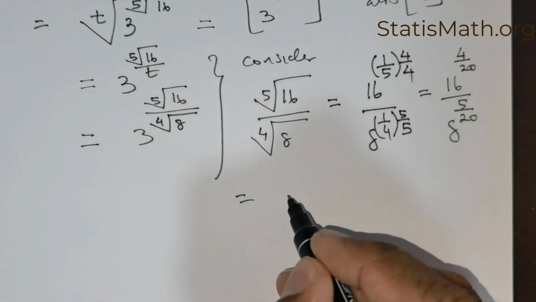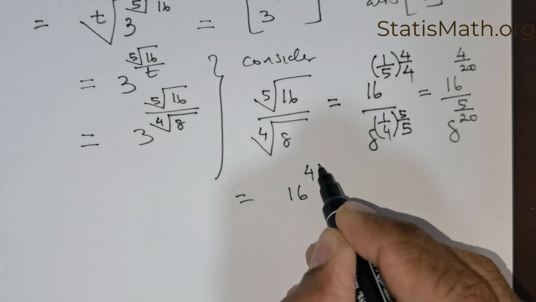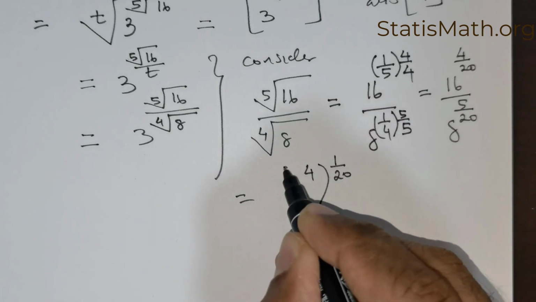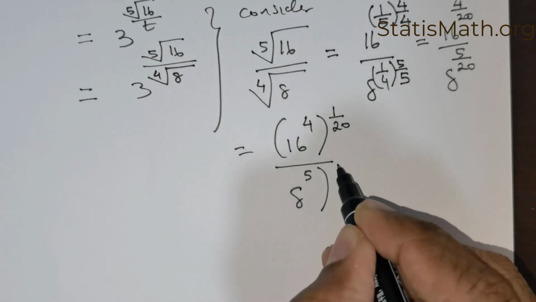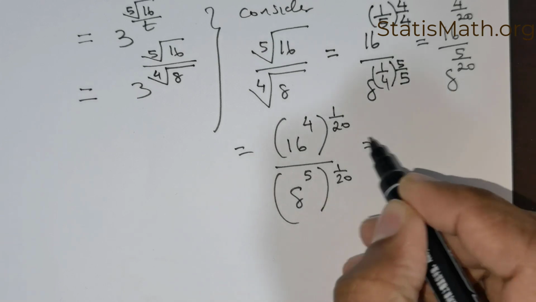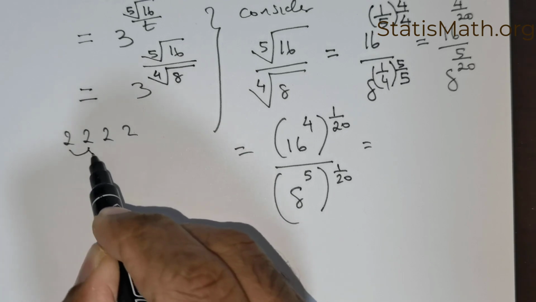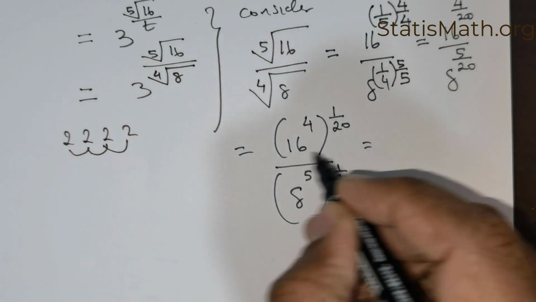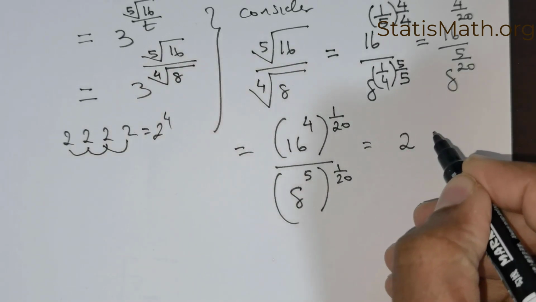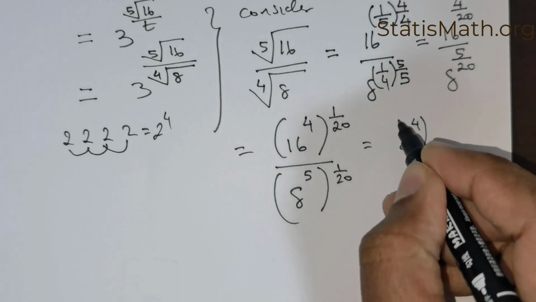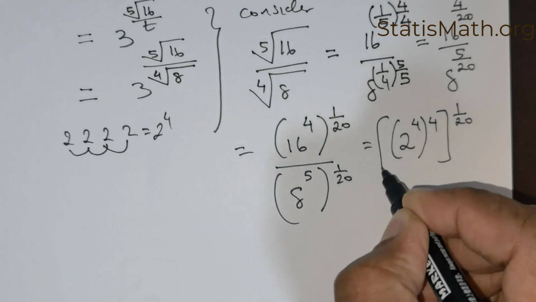Now I will rewrite this quantity as 16 raised to the power of 4 raised to the power of 1 over 20, divided by 8 raised to the power of 5 raised to the power of 1 over 20. Now 16 is 2 times 2 times 2 times 2: 2 times 2 is 4, 4 times 2 is 8, 8 times 2 is 16. So I can rewrite 16 as 2 raised to the power of 4. So this is going to be 2 raised to the power of 4, which is already raised to the power of 4, which in turn is raised to the power of 1 over 20. So this is what I've got.